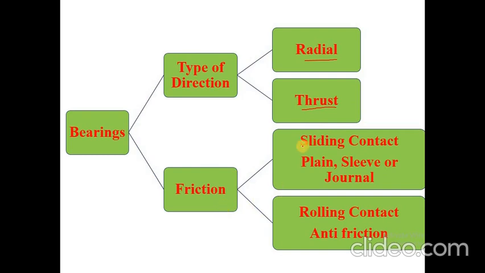And based on the friction, they are classified as sliding contact bearing, which is also called plain bearing, slip bearing or journal bearing. And the second classification is rolling contact bearing, which is also called anti-friction bearing. Now the name implies this is a sliding contact and here it is a rolling contact. So in sliding contact the amount of friction is more, so they are also called friction bearings, whereas in rolling contact friction is less, or you can call it anti-friction bearing.